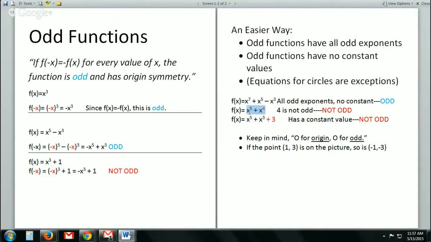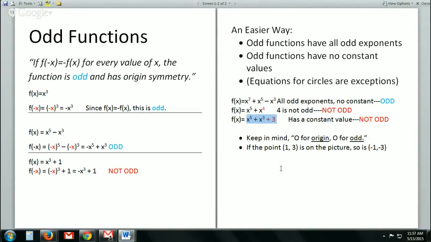x to the fifth plus x to the fourth, there's an even exponent. 4 is not odd, so this is not an odd function. What is it that causes this one to not be an odd function? That's right. It's got all odd exponents, and it's good so far, but that constant value at the back messes it up. So it's not an odd function.